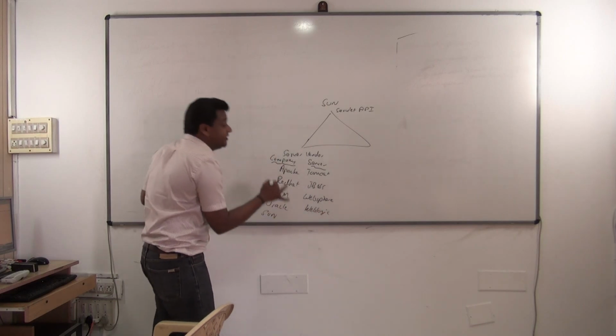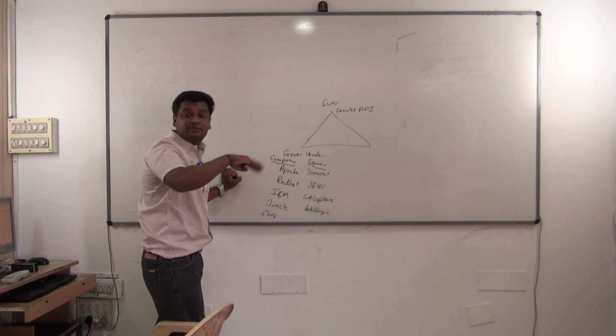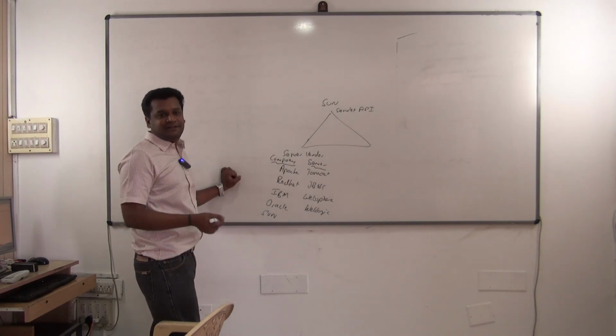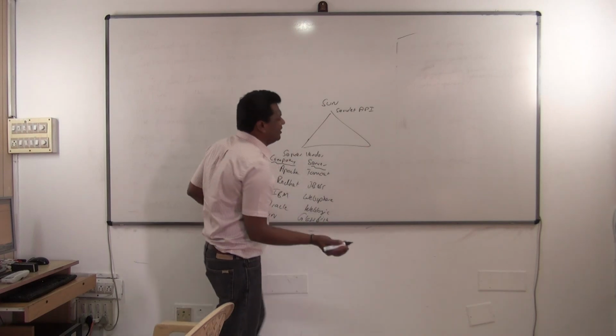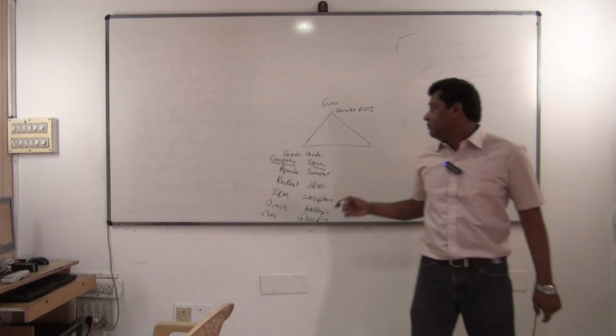Sun is there. Sun itself has set the specification. Sun themselves are implementing. Understand? And the name of their server is called as what? Glassfish. Now like this, many are there. You can choose. Okay. So then what happens here?